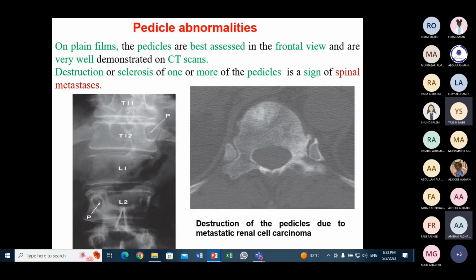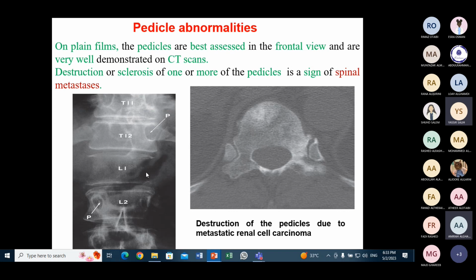We talked about the vertebral body and the disc. Now we talk about the pedicles. It's repeated that the pedicles are the most common place for metastases. In plain film the pedicles are best assessed in the frontal view. The frontal view is the best film to demonstrate the pedicle. This is the pedicle. But CT can demonstrate the pedicle more than the plain X-ray.